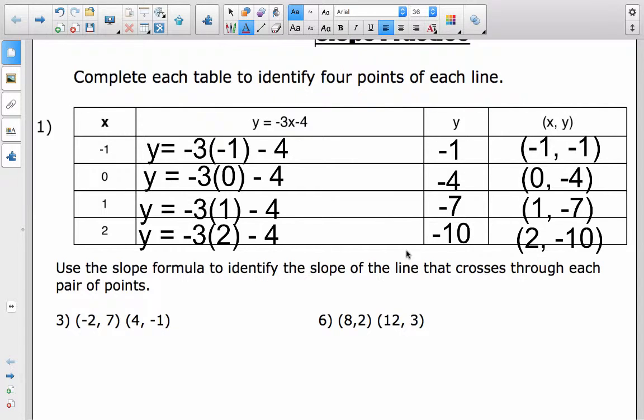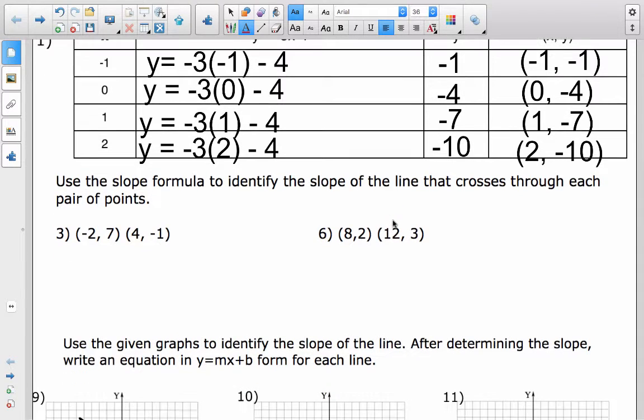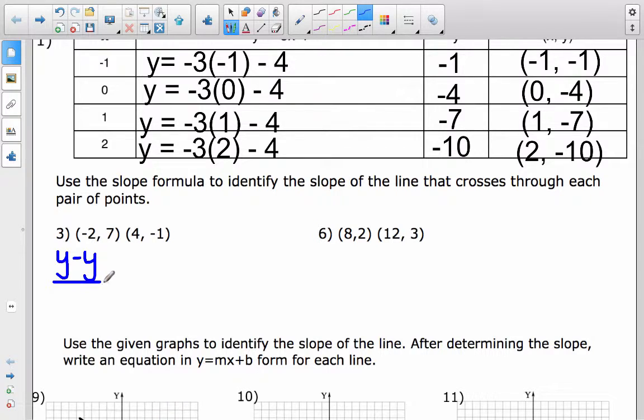When we get down to the next section, questions 3 through 8, you have 2 sets of ordered pairs, and those ordered pairs represent 2 points that are on the line. And given those points, you are asked to find the slope of that line. So when we get to this section, you have to use your formula, y minus y divided by x minus x. So let's go ahead and write down our formula so that we remember that. And please keep in mind when you're deciding the order of subtraction for the y's, it doesn't matter.